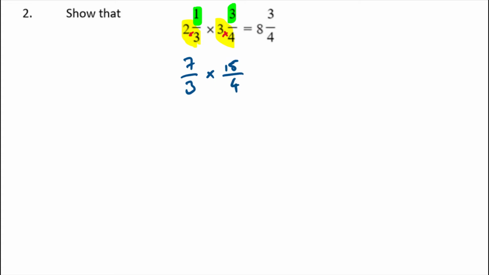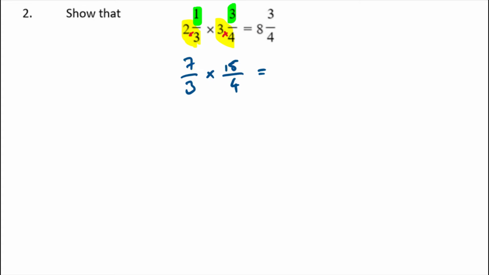Okay, so I've got 7/3 times 15 over 4. Now you've got a choice here. You can either just multiply the top with the top and the bottom with the bottom first and then look to simplify, but actually it can be quicker and easier if you look to simplify first.